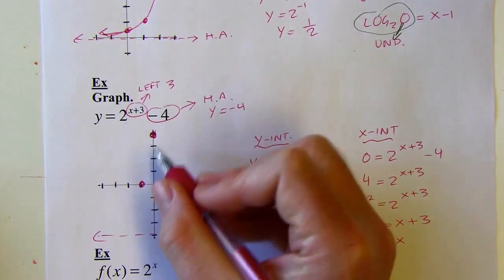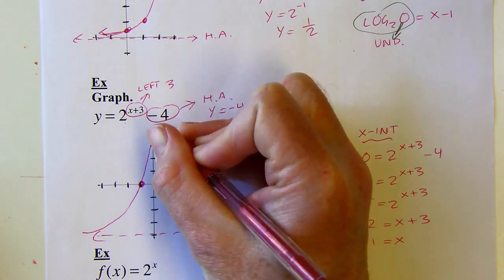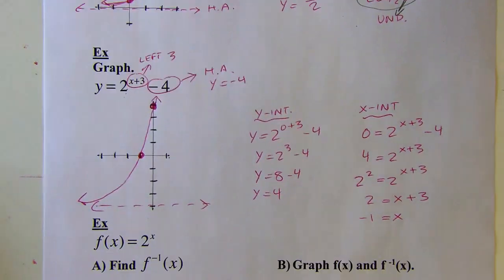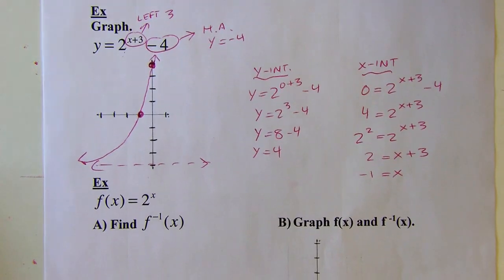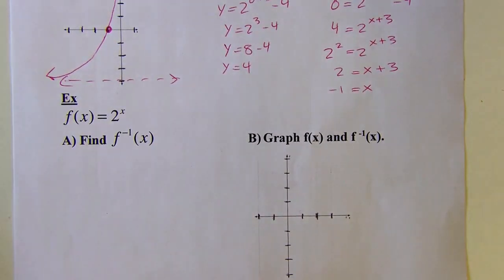And I still know it's going to approach that asymptote, so I'll just kind of make it fit from there. And you could get more points if you wanted to get more accurate, but it's going to look something like that. Okay? All right. A lot in this section. I'm probably going to have to break this up a little bit.